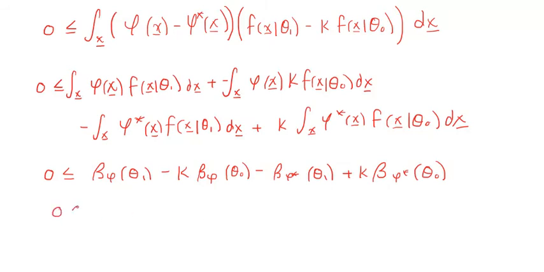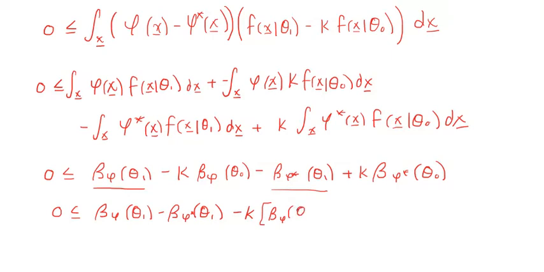We can rewrite these terms. We have b, or the power function of phi at theta 1, minus the power function of phi star at theta 1. So I use this component and this component. And then what I'm going to do is pull out a negative k, times the power function of phi at theta naught minus the power function of phi star at theta naught.